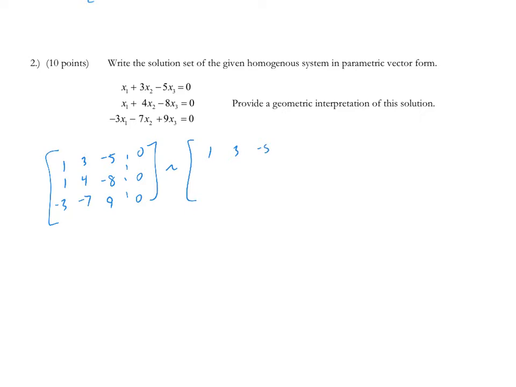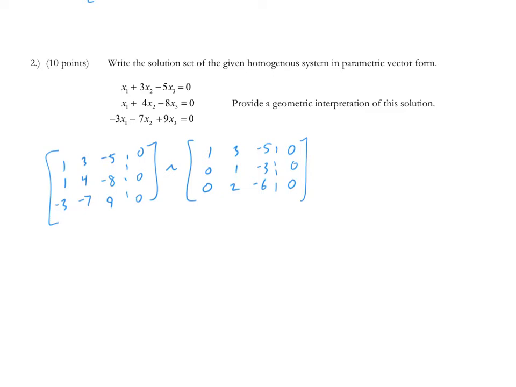Row 1 doesn't change. Row 2, if I negate and add, I get 0, 1, minus 3, 0. And then row 3, if I multiply by 3 and add, I get 0, 2, minus 6, 0. Go through those computations by hand, right? We negated row 1, added row 2, and then tripled row 1, added row 3.